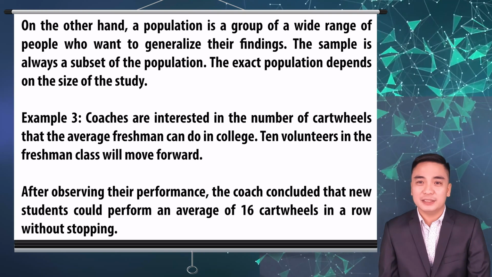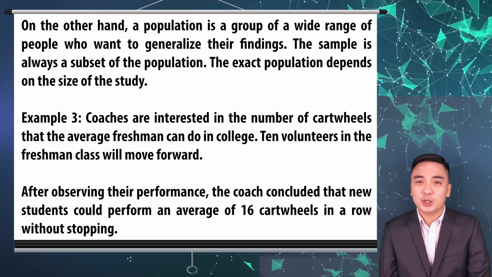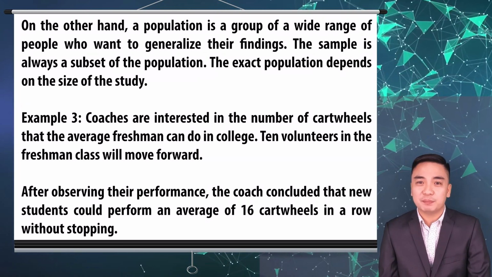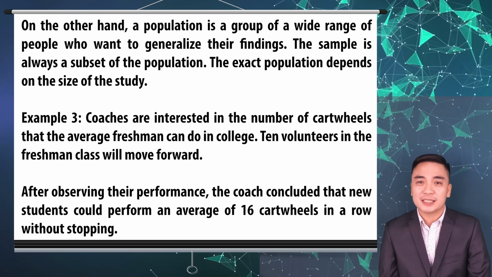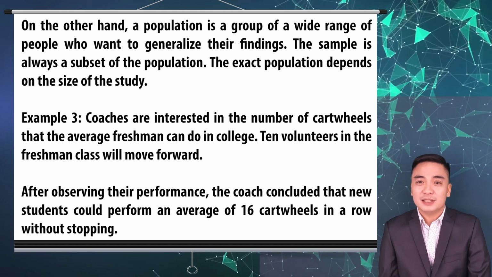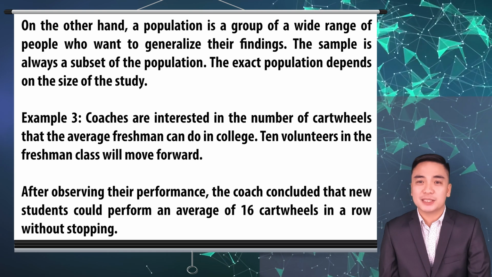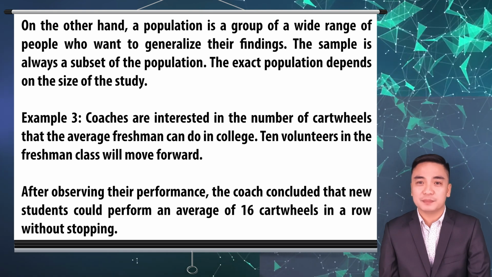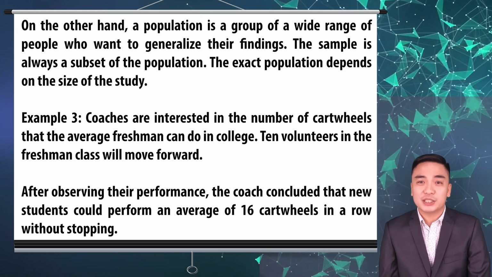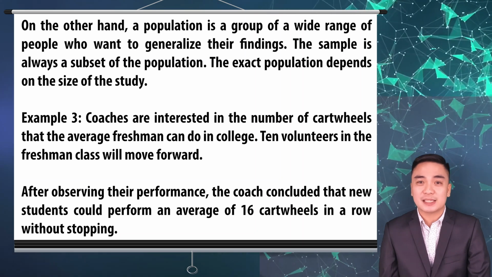On the other hand, a population is a group of a wide range of people to whom researchers want to generalize their findings. The sample is always a subset of the population. The exact population depends on the scope of the study.